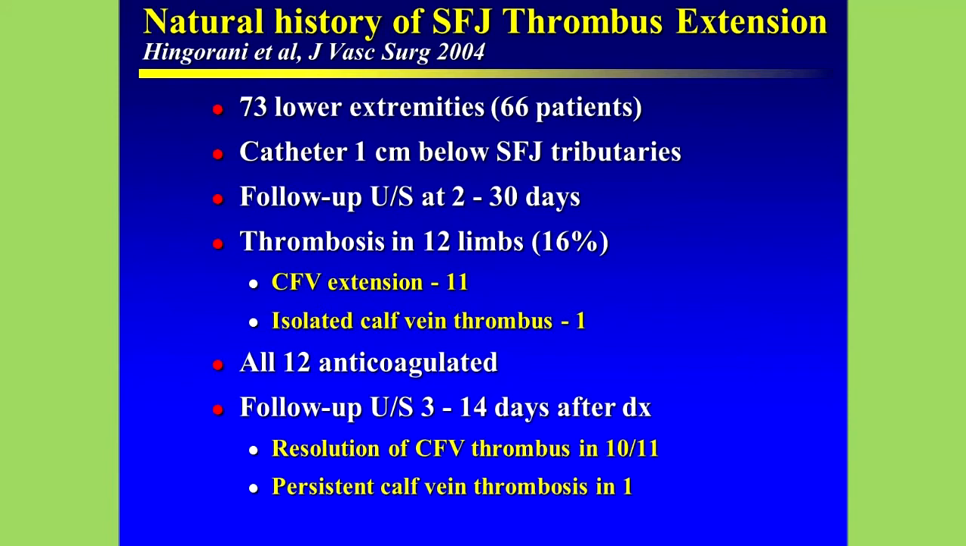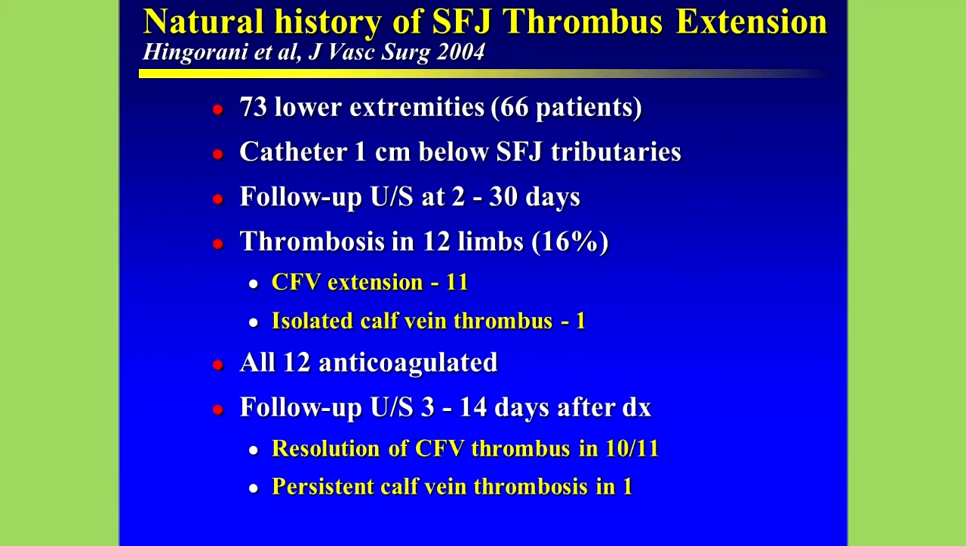So not only is this reasonably uncommon and much less common than it was in the early series, the natural history of these is substantially different than deep venous thrombosis in general. If we look back to this first series from Hingorani, they originally described a very high incidence of this. They had a total of 73 patients. The catheter was positioned approximately 1 centimeter below the saphenofemoral junction tributaries. I think most of us start our ablations lower than that now.